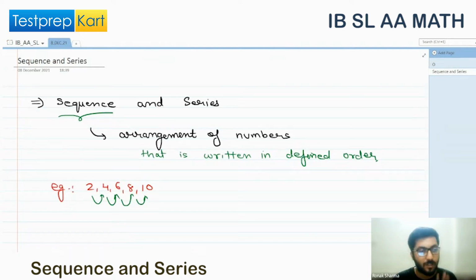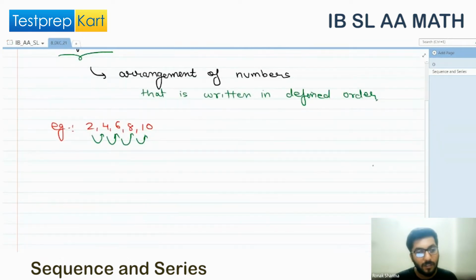Okay, so I hope you are clear with the definition of the sequence: it is an arrangement of numbers written in a defined order. That order should be defined. Clear? Yeah. Okay, now there are two important things in this chapter. One is that you should be very comfortable with this sign, the summation sign.